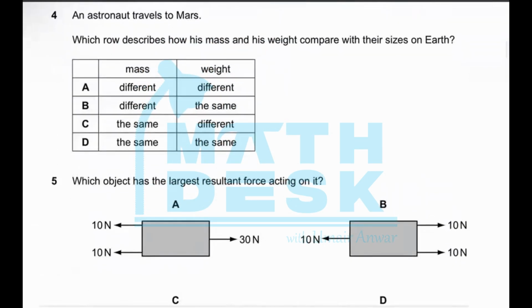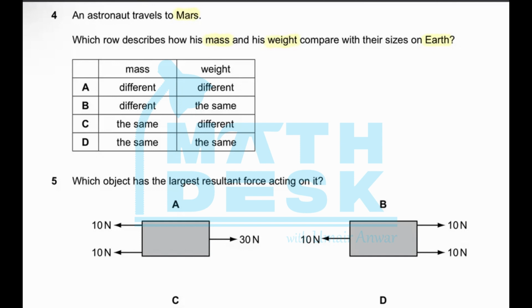Question number 4, it says an astronaut travels to Mars. Which row describes how his mass and his weight compare with their sizes on Earth? So as far as the mass is concerned, mass does not change anywhere in the universe. And the weight of the object is dependent on the value of the gravitational field strength. So the gravitational field strength of Mars is different from the gravitational field strength of the Earth.